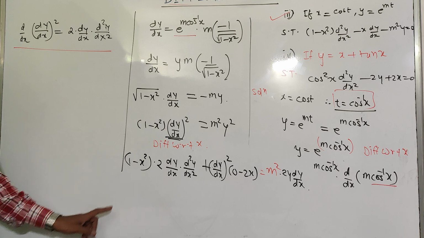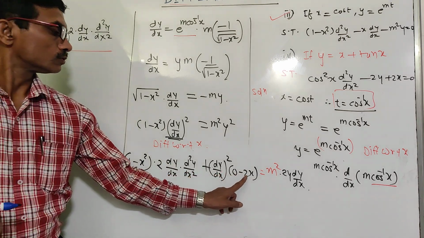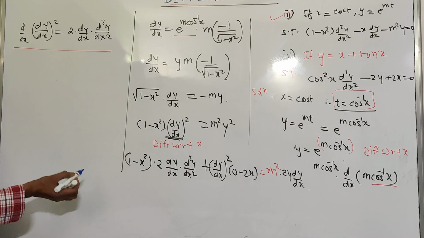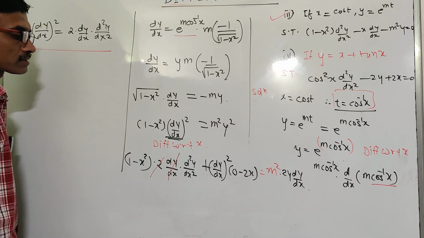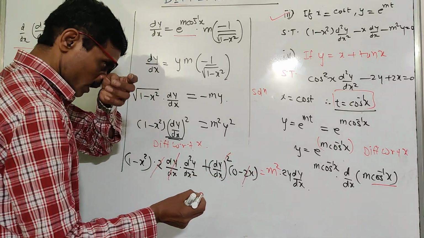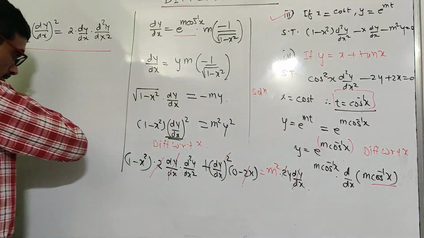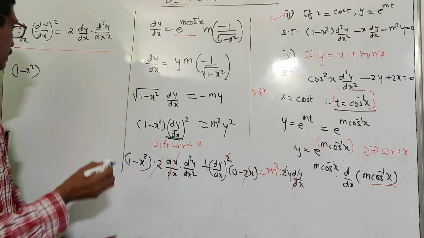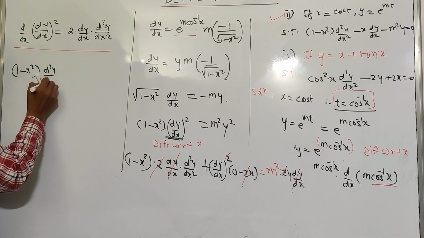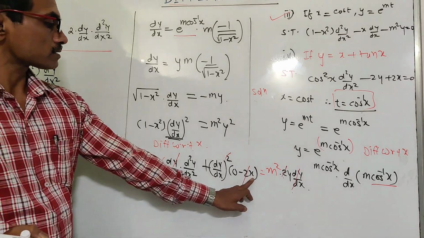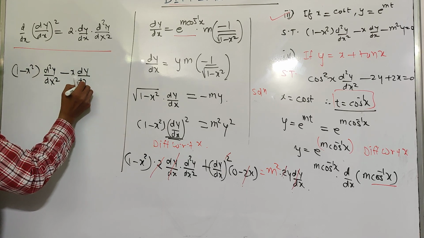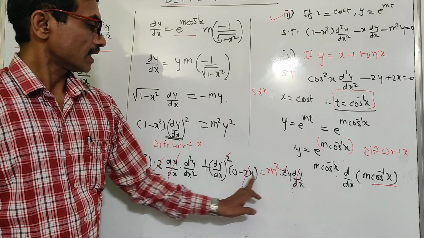Now listen here, 2 dy by dx, 1 dy by dx and 2 dy by dx, that we can cancel. So 2 dy by dx, 2 and dy by dx cancel. Then whatever is left, we write 1 minus x square d square y by dx square, then minus x into dy by dx, and is equal to what?